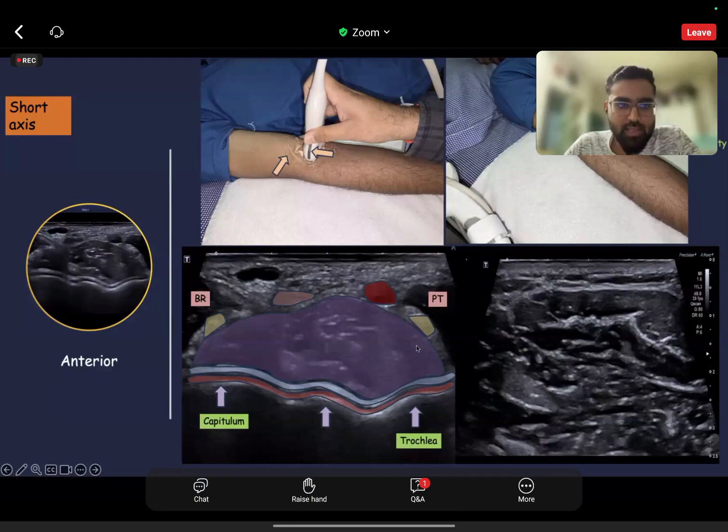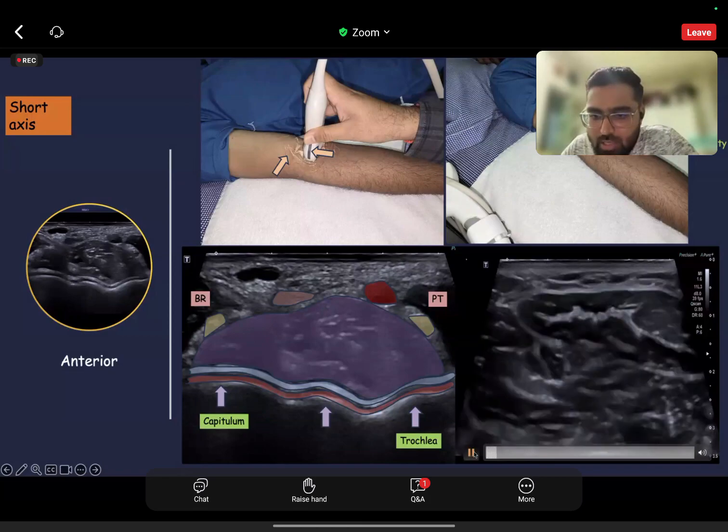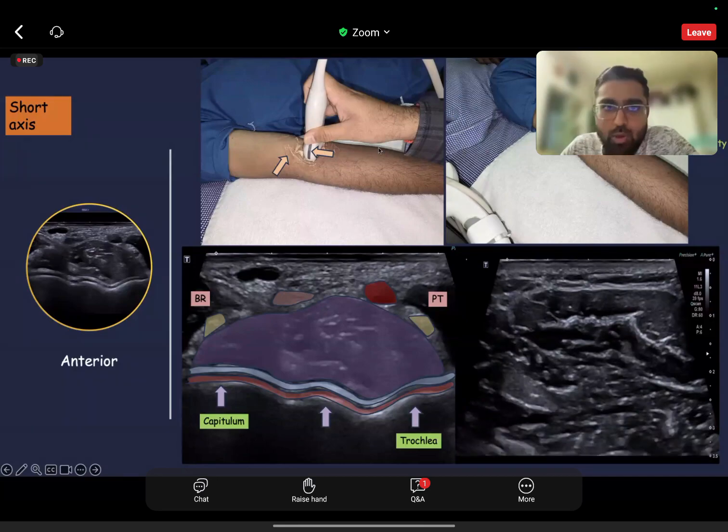medially pronator teres and brachioradialis. So I think this video will help you a lot. So I'll just start this video. So the deep muscle is the brachialis. Above that, because we have started 5 centimeters up, we are going from this to down.